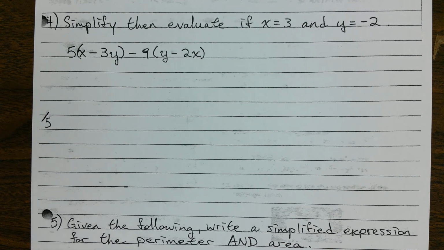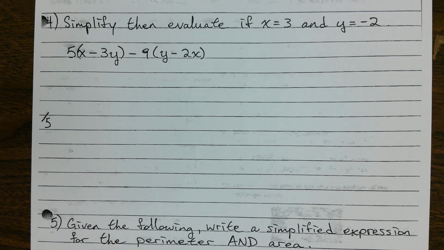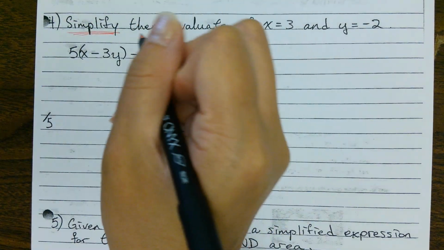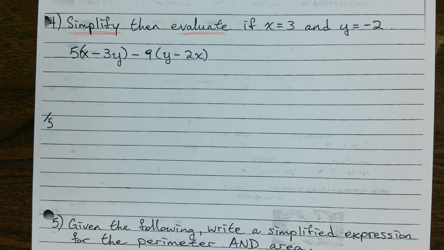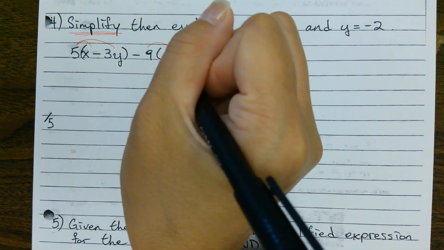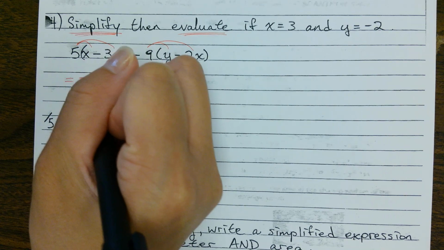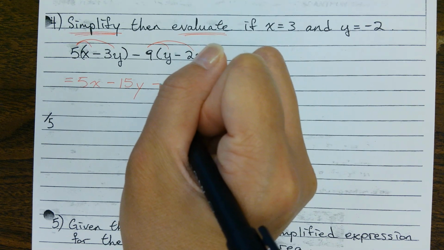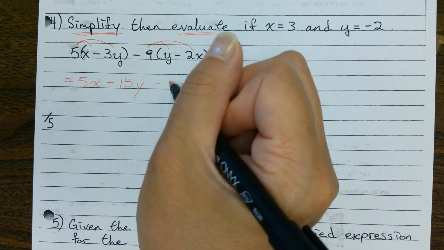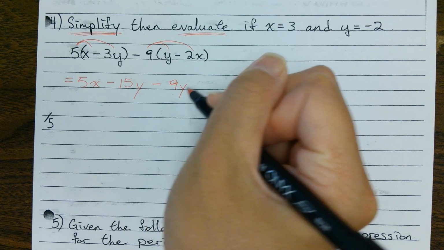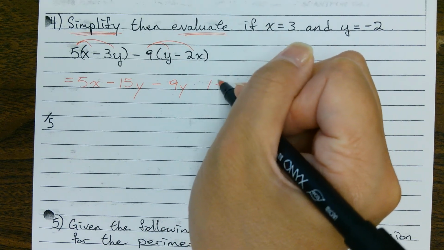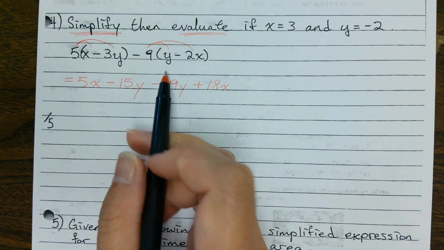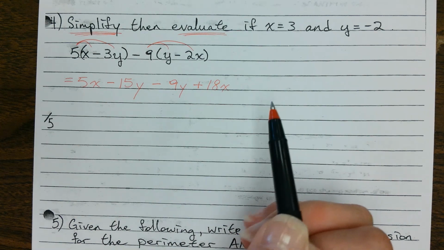Simplify, then evaluate if x equals 3 and y equals negative 2. So there's 2 parts to this question. Simplify and then evaluate. So make sure you do that. Simplify first. Multiply, multiply, multiply, multiply. So you get 5x minus 15y. Good. Plus 9y. And then 18x. Sorry, no, it's plus. Don't forget the sign. You always have to connect the terms with a sign.